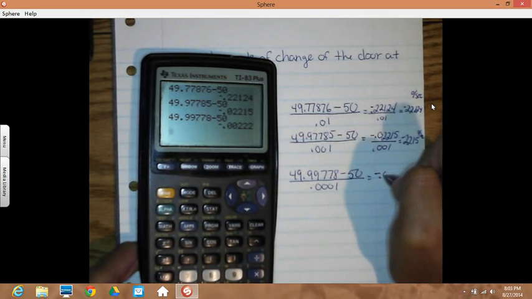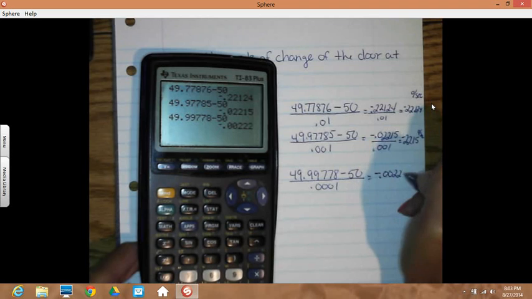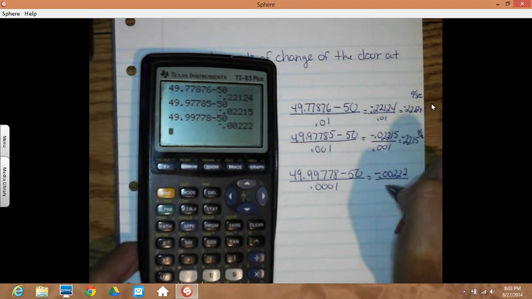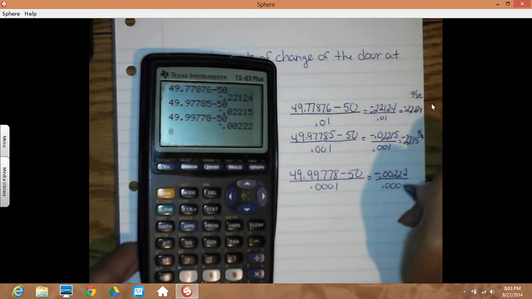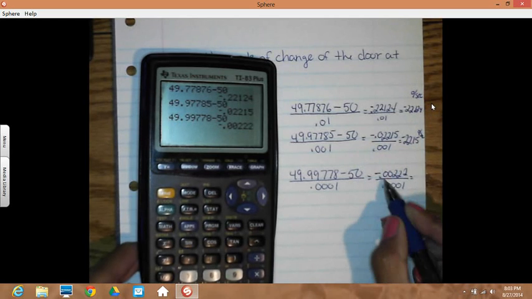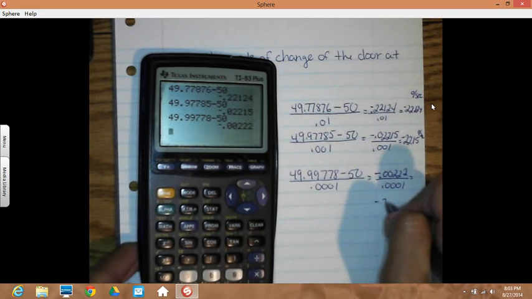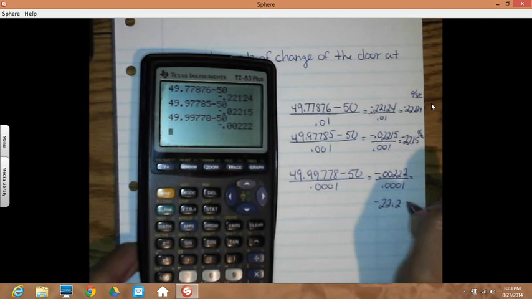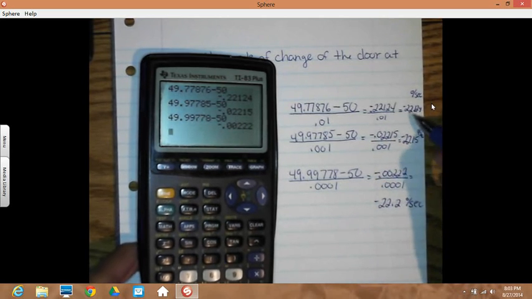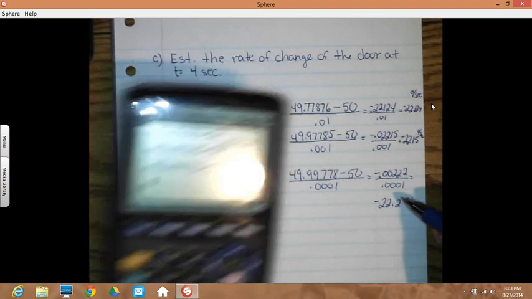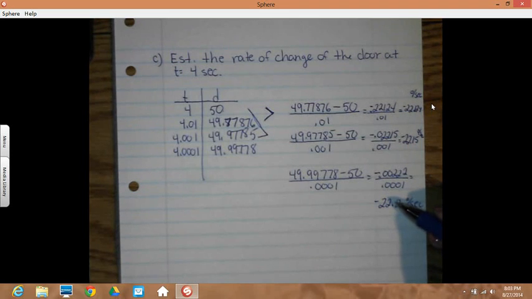Negative 0.00222 divided by 0.0001. So moving it over 4 places, negative 22.2 degrees per second. So I think we're really zeroing in on the rate of this door here.